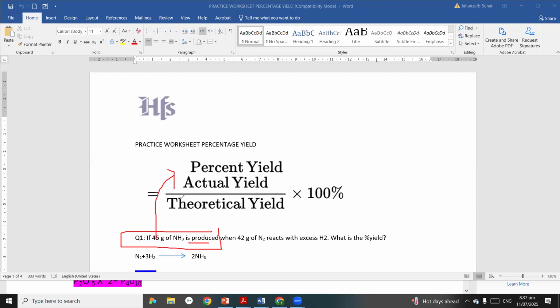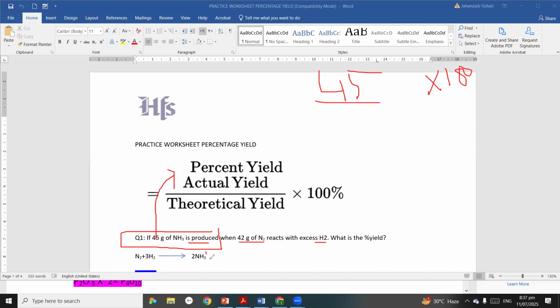And how do I produce it in the lab? I use 42 gram of nitrogen that reacts with hydrogen. So what is the percentage yield? This value is given. If I write down the formula, 45 gram is given, and 100% is also in the formula. The only thing to calculate is the theoretical yield. For the theoretical yield, I will do the procedure.